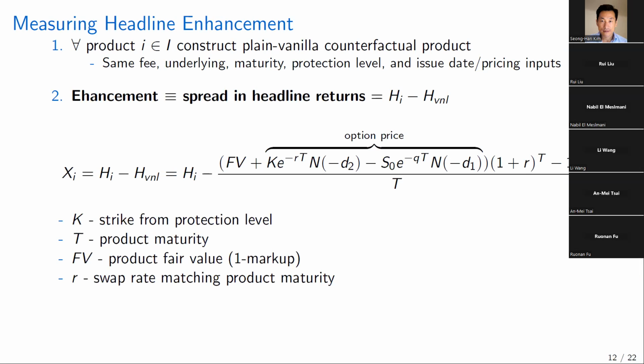Sorry, in the previous slide, what's the protection level of the simple product? Is it the same as the complex product? Okay. I fix the protection level. So this K here, the strike of the option in pricing, comes from the protection level of the actual security. So protection level is fixed, and the headline return is the moving part.